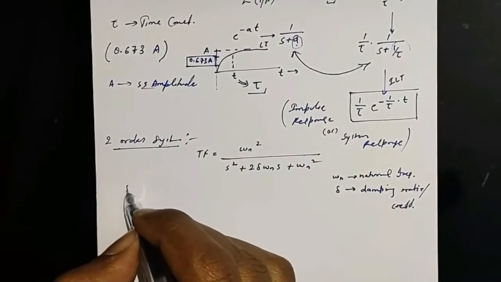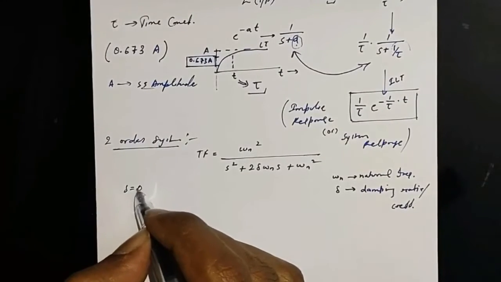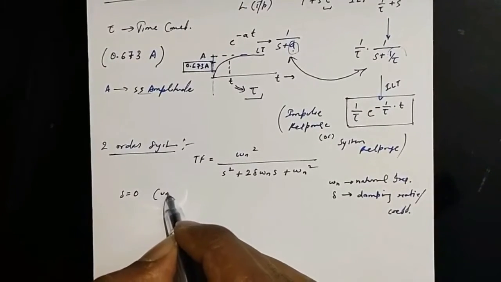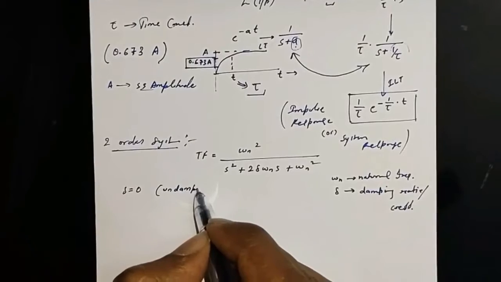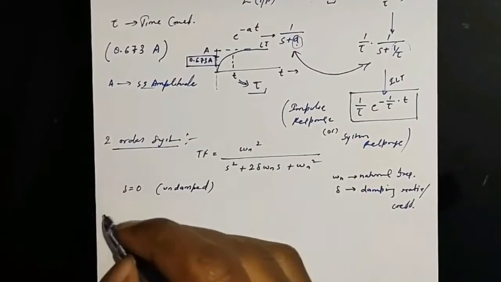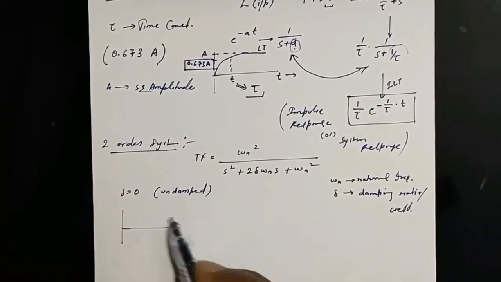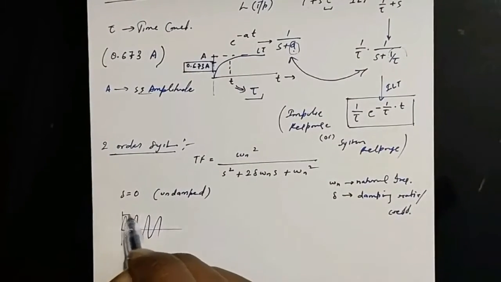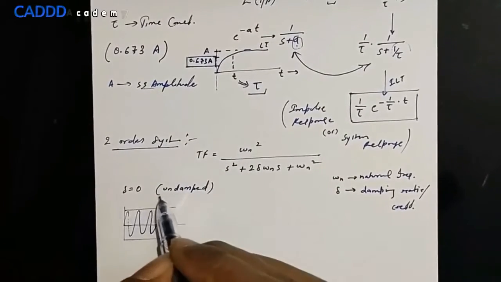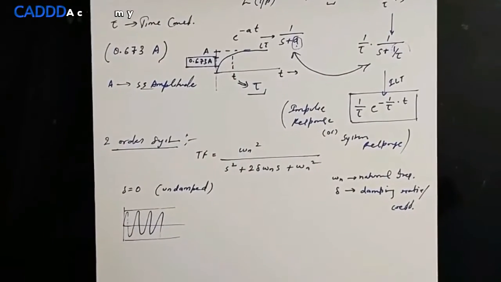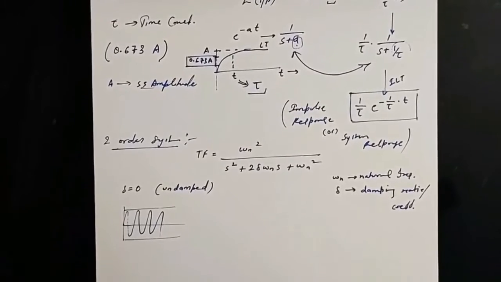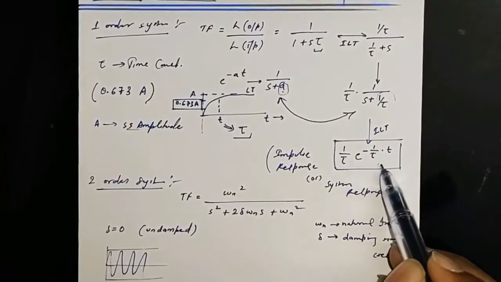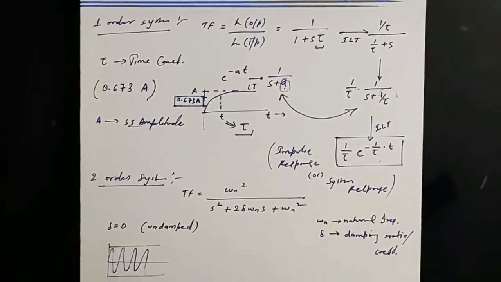So what happens in second order system, we will take general cases like zeta is equal to 0. When zeta is equal to 0, the system is called undamped because the system response is like this. In undamped system, the amplitude of the response doesn't have any decrement, which means that in the response there will be no term that is exponential decaying.